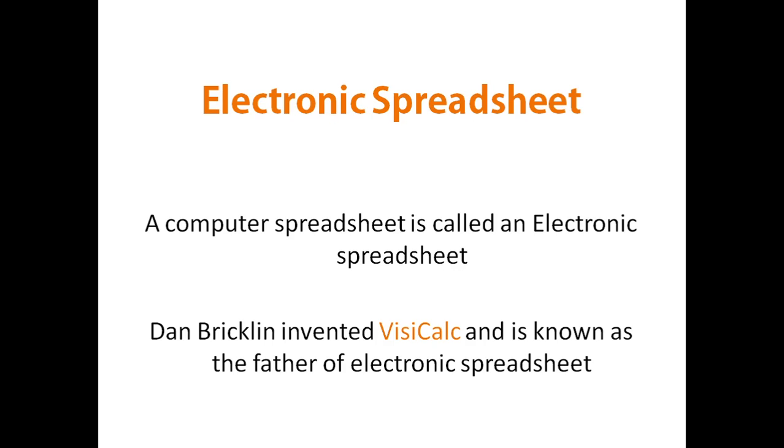Now, an electronic spreadsheet is nothing but a spreadsheet which has been created on a computer system. Now, Dan Bricklin is known as the father of electronic spreadsheets because he was the first person to invent a software application or electronic spreadsheet for personal computers, which was called VisiCalc. Okay, so very important, remember the name Dan Bricklin and the first electronic spreadsheet, that is VisiCalc.